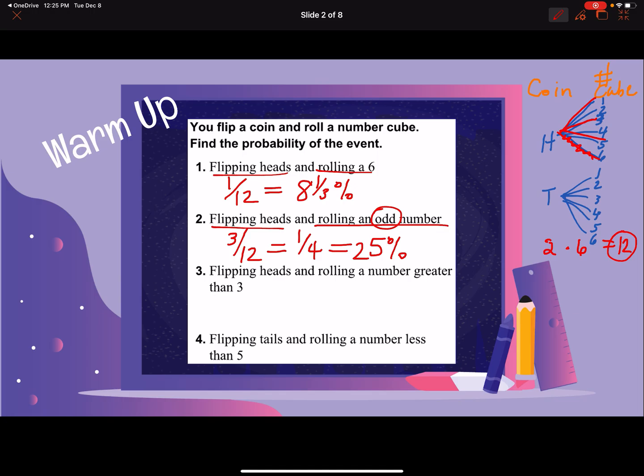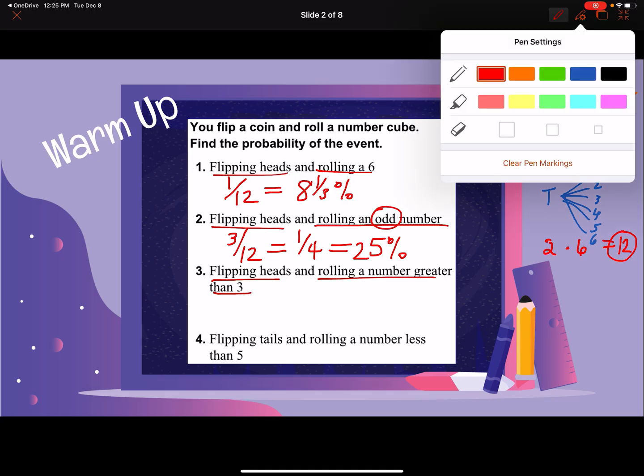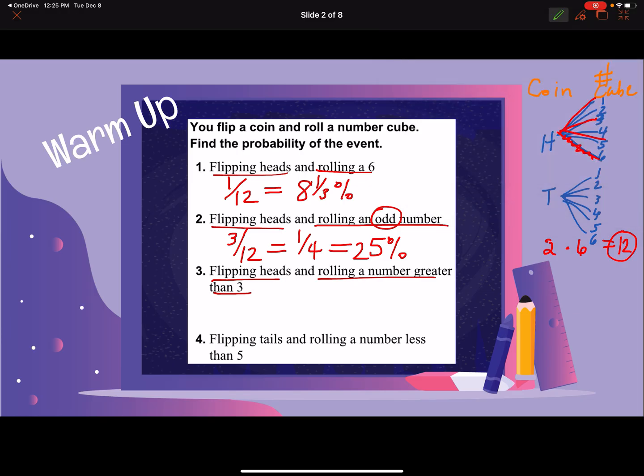Okay, number 3, flipping a head and rolling a number greater than 3. So let me switch colors here so we can look at a number greater than 3. So we still want the head and a number greater than 3. It can't include 3, it has to be greater than 3. So we would have a 4, a 5, and a 6 for that possibility. So 3 out of 12, and we just did that on number 2, so we know that's the same thing as 1/4, which is 25%.